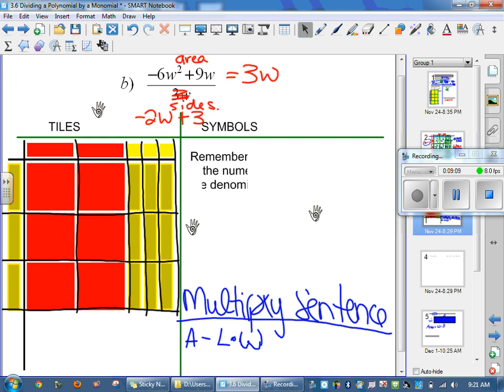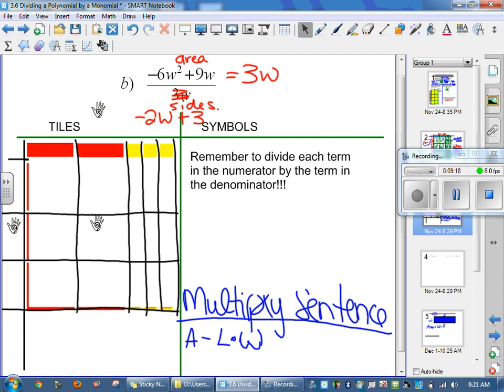Okay, so at the top it's in symbolic form. Yes, it is. But we're going to just write it out down here. So this is what it equals. Now we're going to draw the multiply sentence. What are we going to do for a multiply sentence? That means area equals length times width. So what do I draw for that in here?